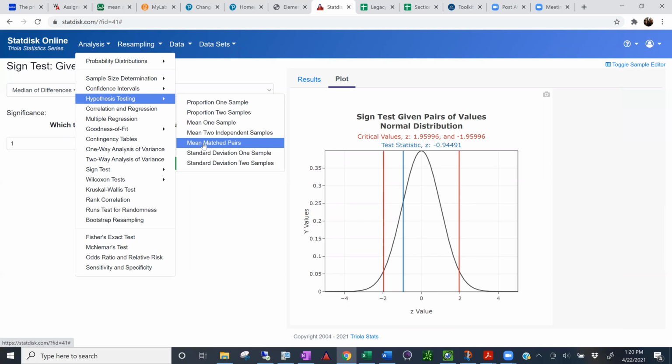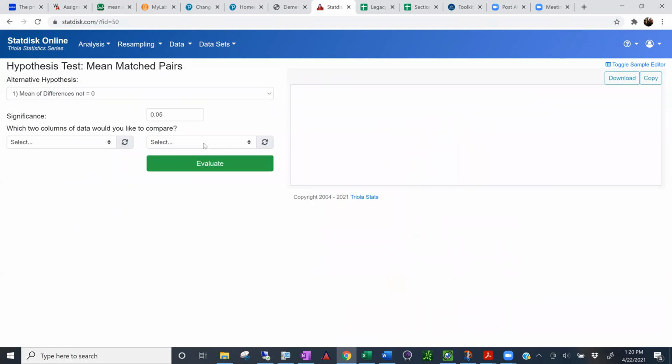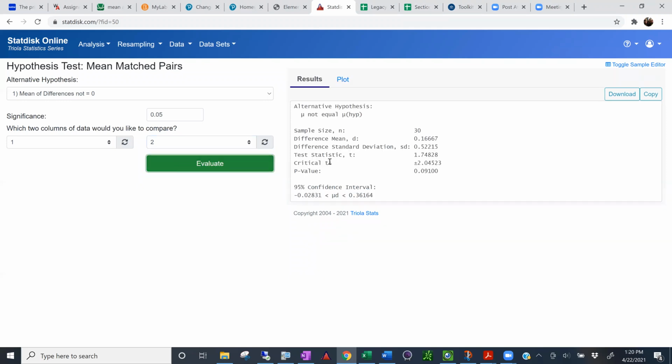So we're going to do this like we did in section 9.3, but assume that we have enough data so that the differences are distributed normally. Select columns 1 and 2 for our mean matched pairs, and bam. Now this time we actually get a p-value, but in order to compare these things apples to apples, I want to take a look at the plot.